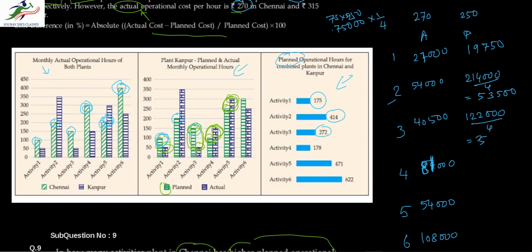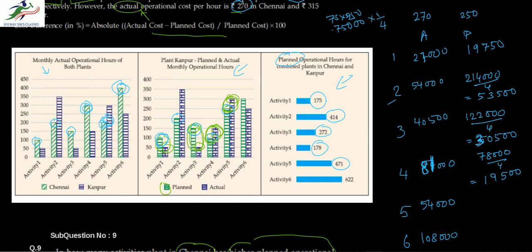I'm sorry, 30500. And activity 4 would be 178 minus 100. So 78 into 250. So that is 78,000 by 4, which is equal to 19500. And activity 5 would be 471 minus 250.